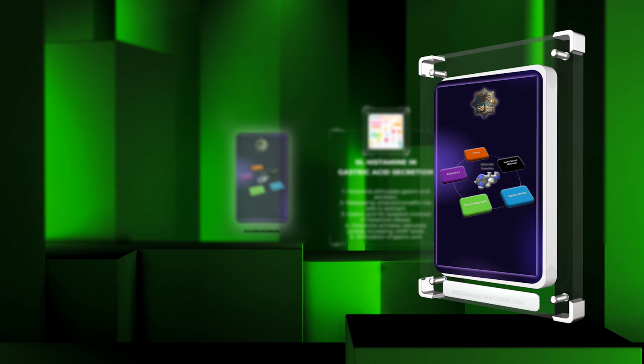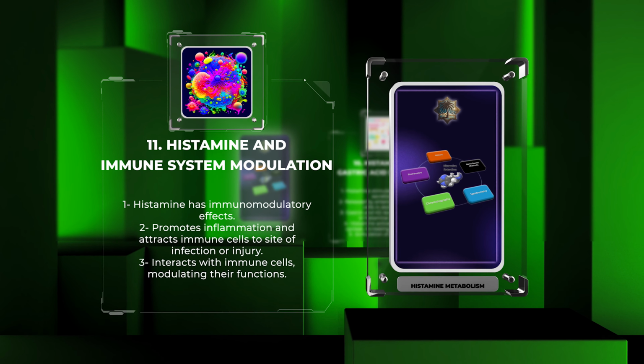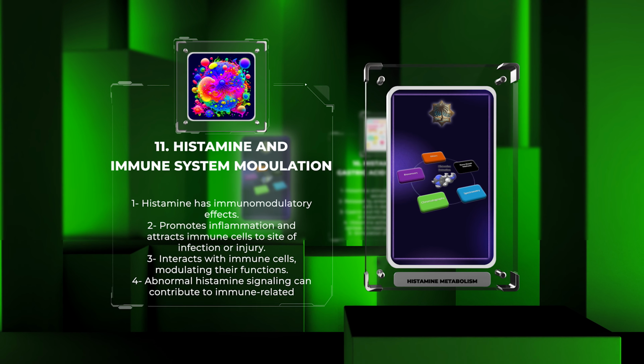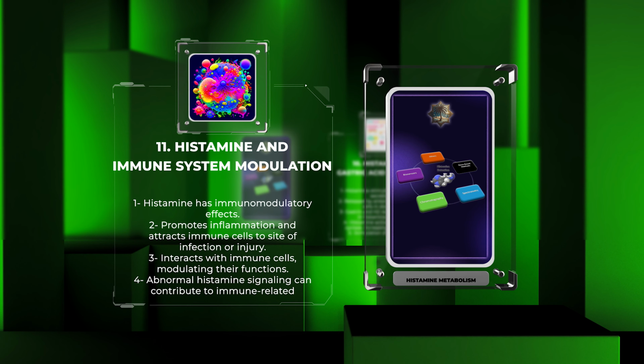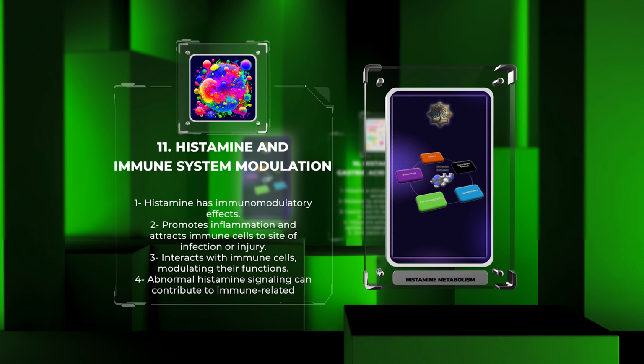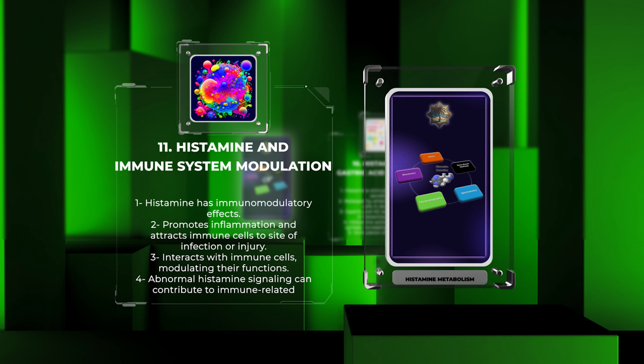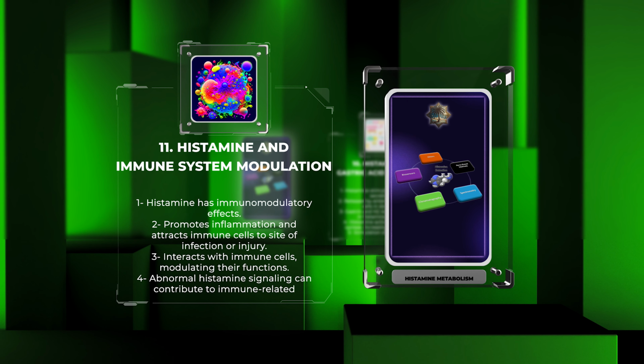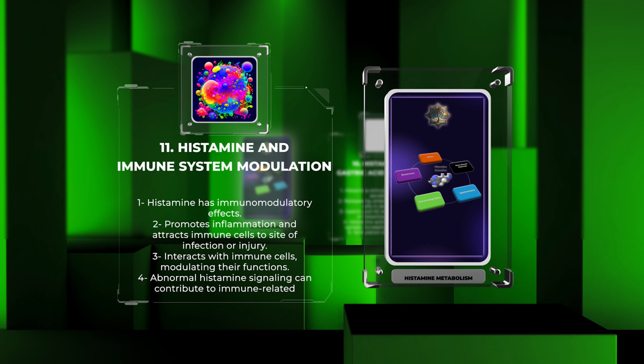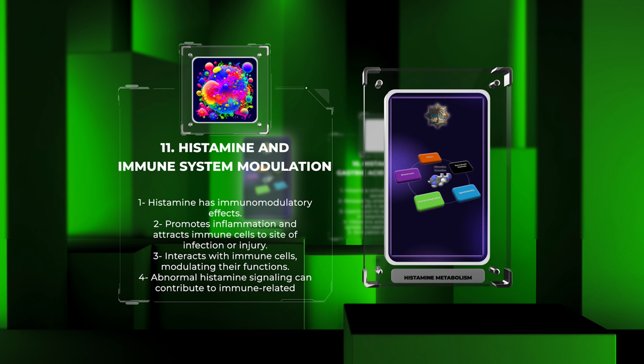Histamine has immunomodulatory effects and plays a role in regulating the immune response. It can promote inflammation and attract immune cells to the site of infection or injury. Additionally, histamine interacts with immune cells, such as macrophages and T cells, modulating their functions. Abnormal histamine signaling can contribute to immune-related disorders, such as autoimmune diseases and chronic inflammatory conditions.